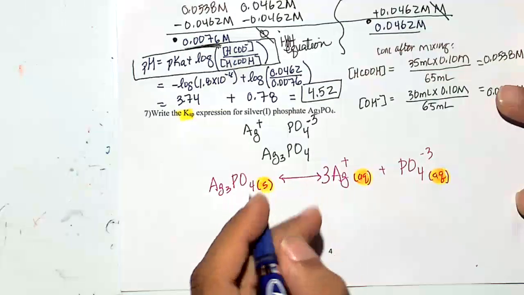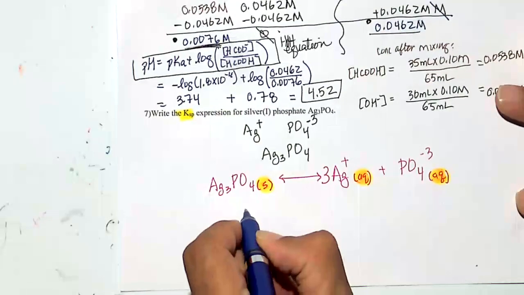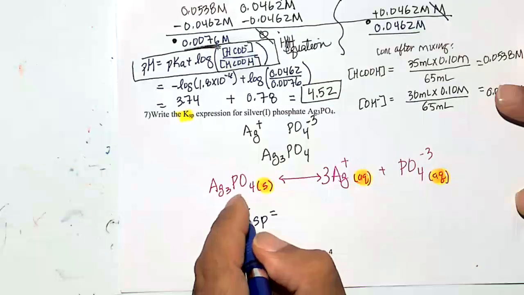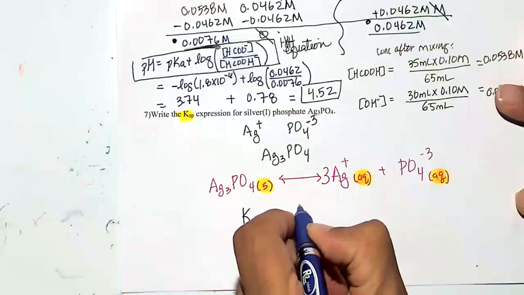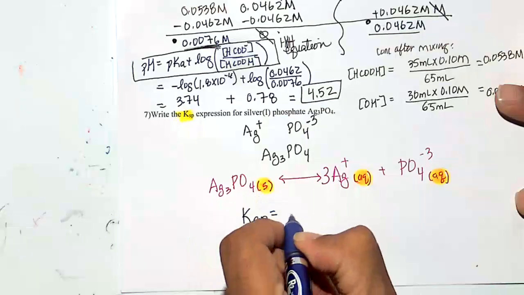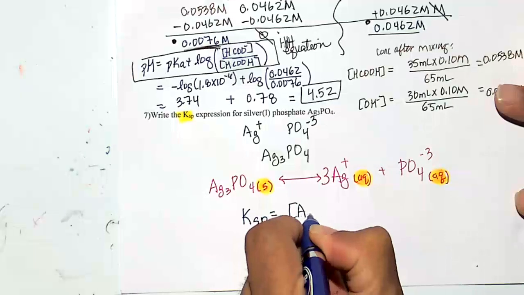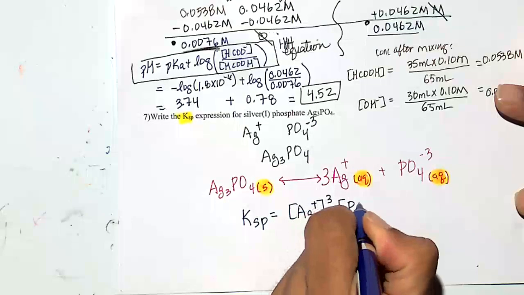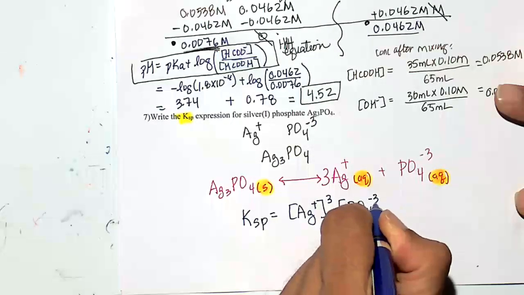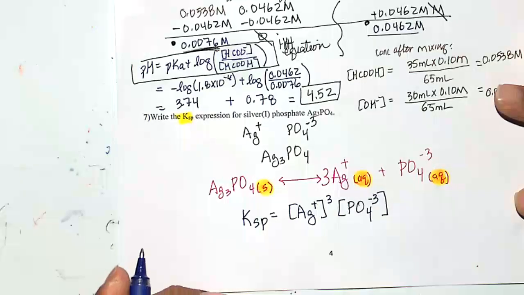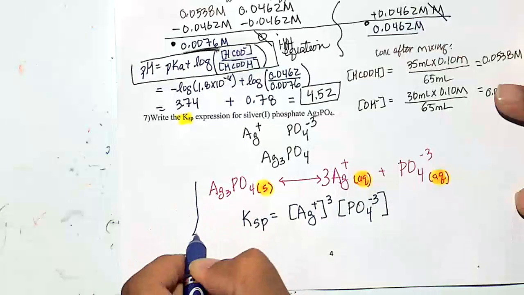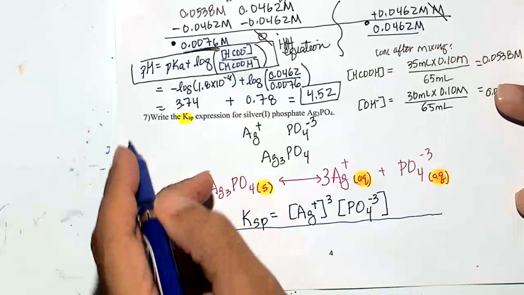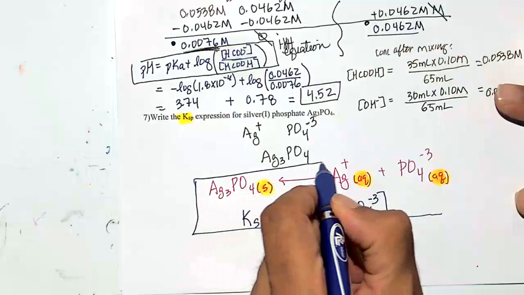And then from the second part, we'll actually write the Ksp expression. It's products over reactants. This is a solid, so we don't do anything with that. It's going to be Ag+ cubed times PO4 3-. And these are both what you want to give for this answer.